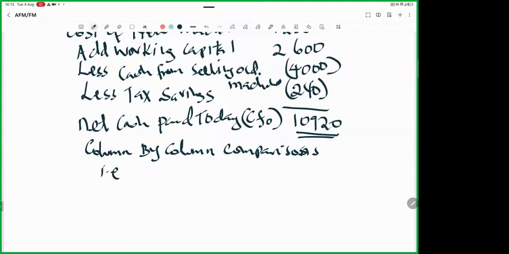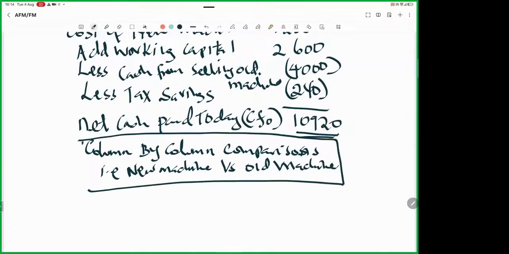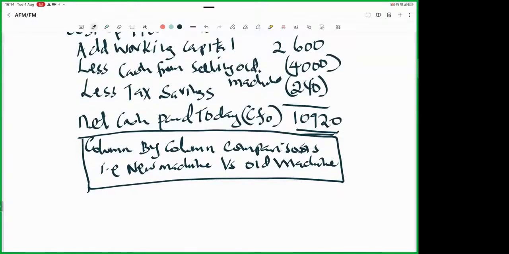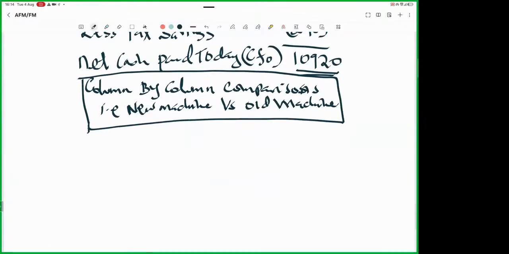I.e., figures for the new machine versus figures for the old machine. Very important. This is really, really important. So this is a column by column comparison. Column by column comparison. And I would want us to start with depreciation.